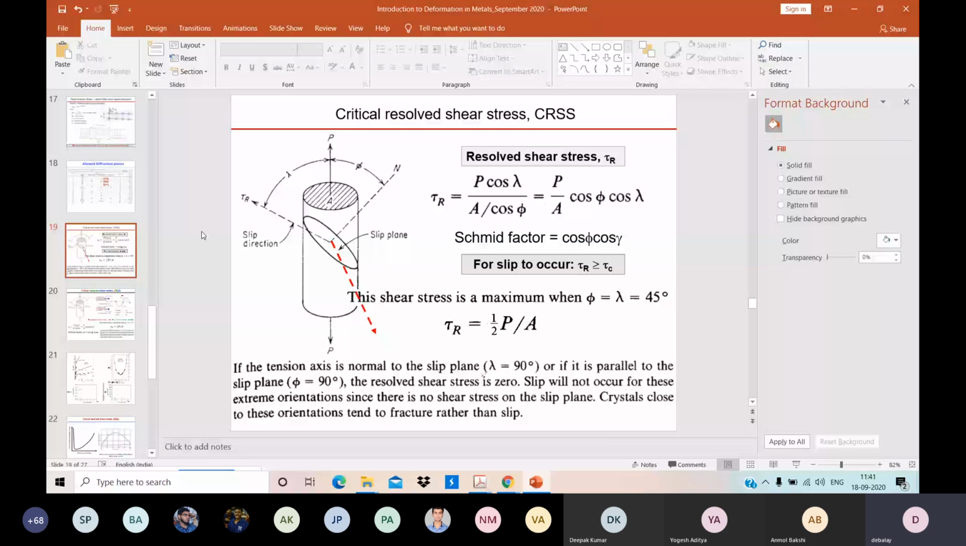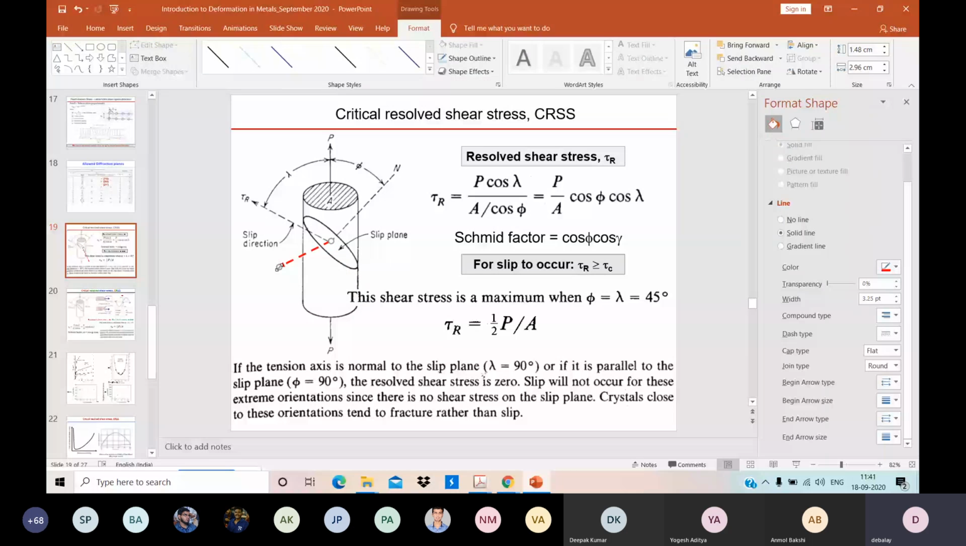Don't think that lambda plus phi equal to 90 degree. It can be wrong. It can be anything. The direction can be anything. Direction can be this, direction can be this, but the direction must lie on that plane. So on that plane, the direction has to lie.